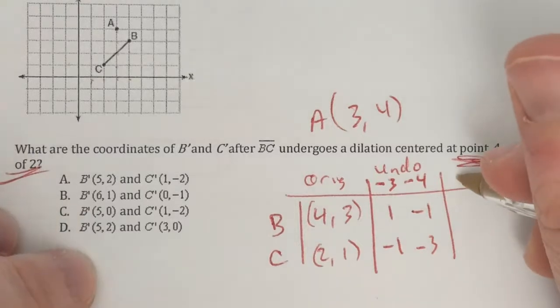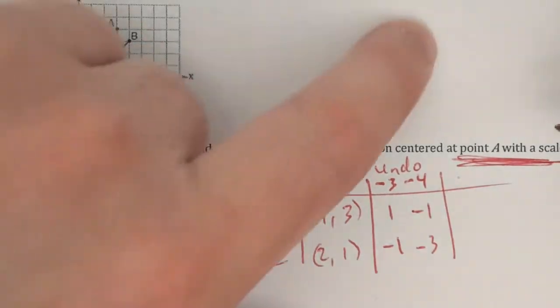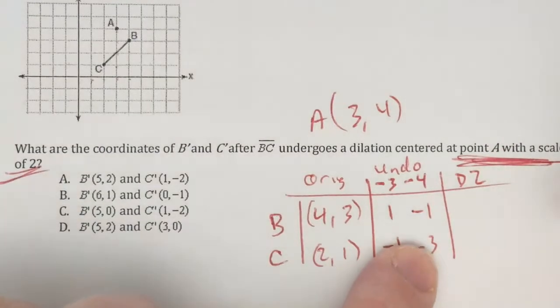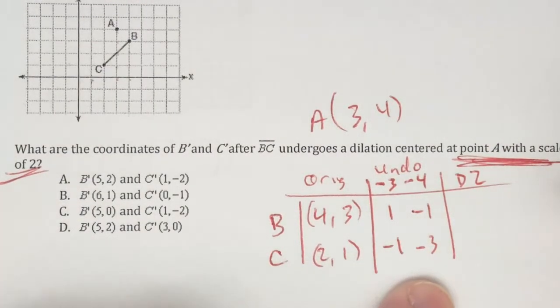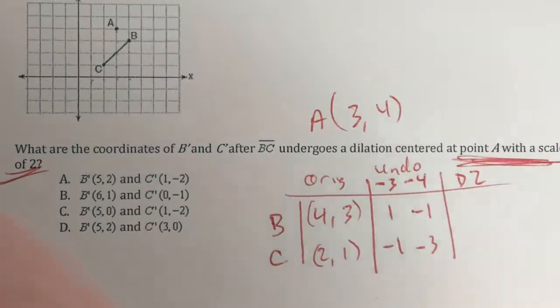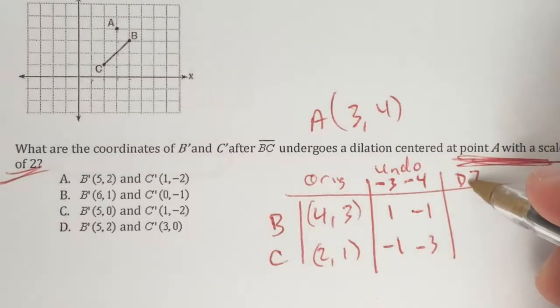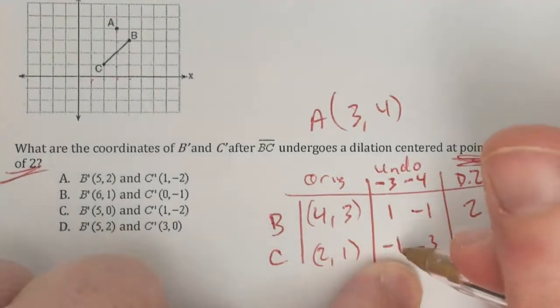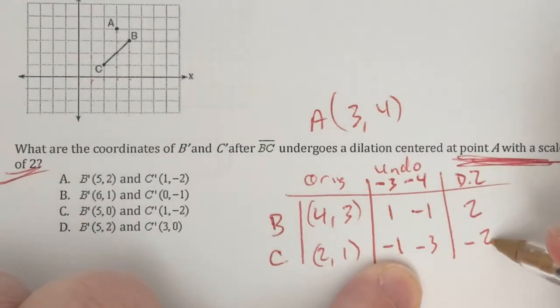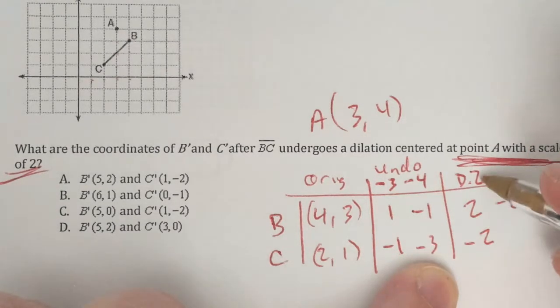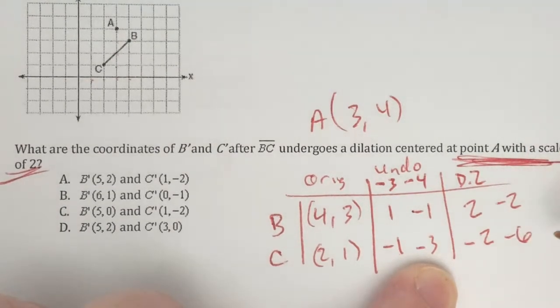Okay, now we can dilate. And we're going to dilate by 2. So take all these coordinates that you just did. So column 1 turned into column 2. Column 2 is going to turn into column 3. That's the goal. So we're going to do 1 times 2. So 1 times 2 is 2. Negative 1 times 2 is negative 2. Negative 1 times 2 is negative 2. Negative 3 times 2 is negative 6.